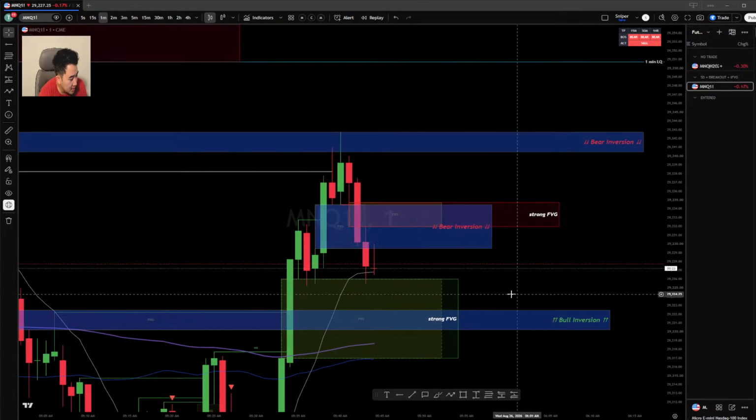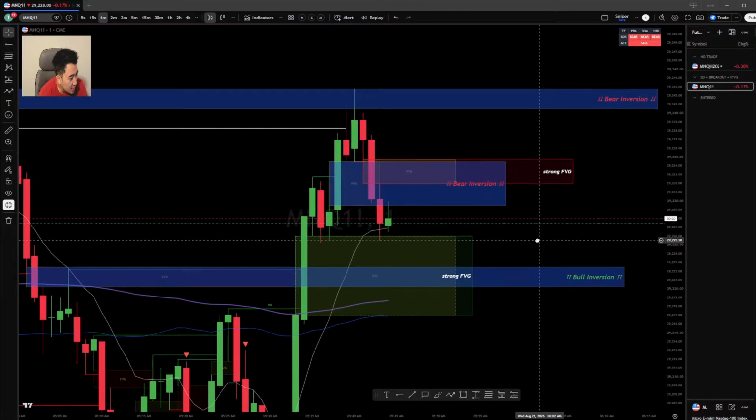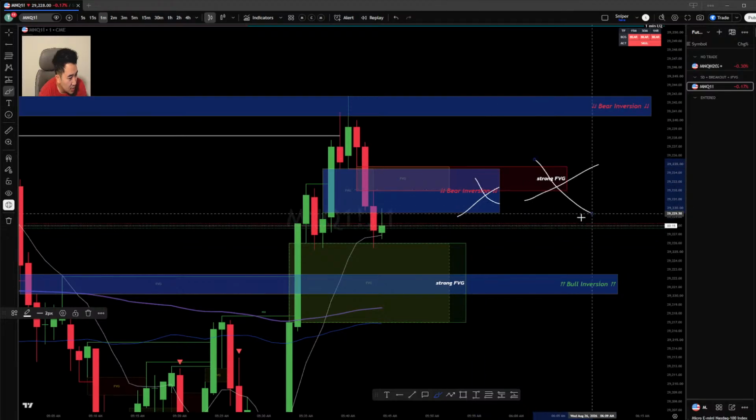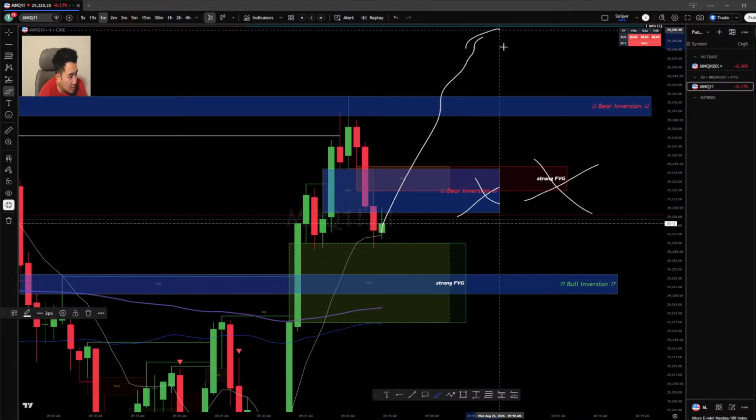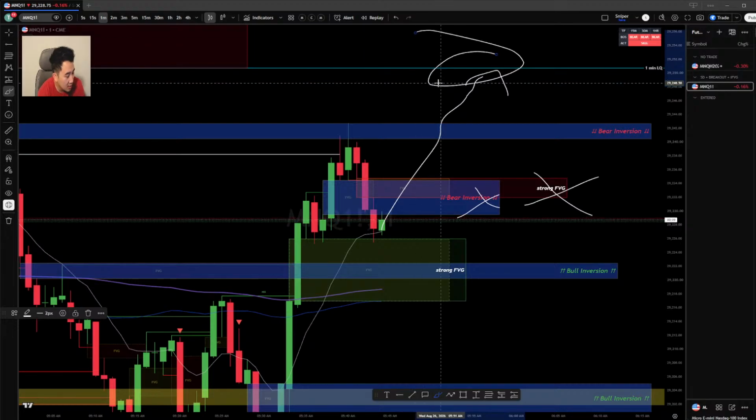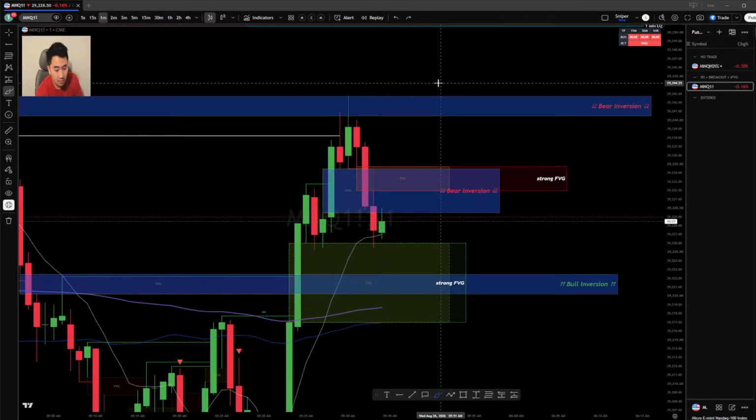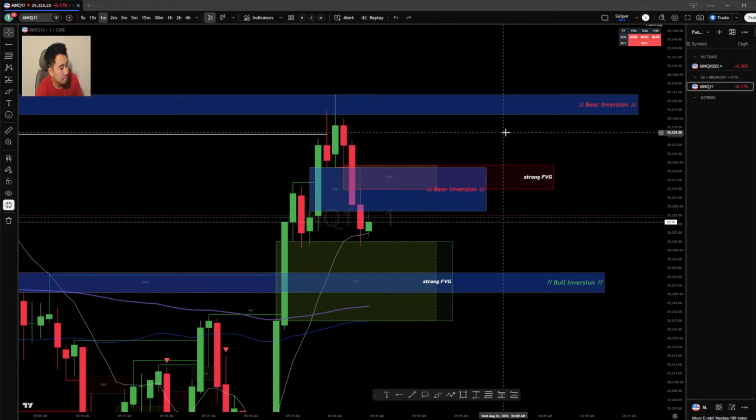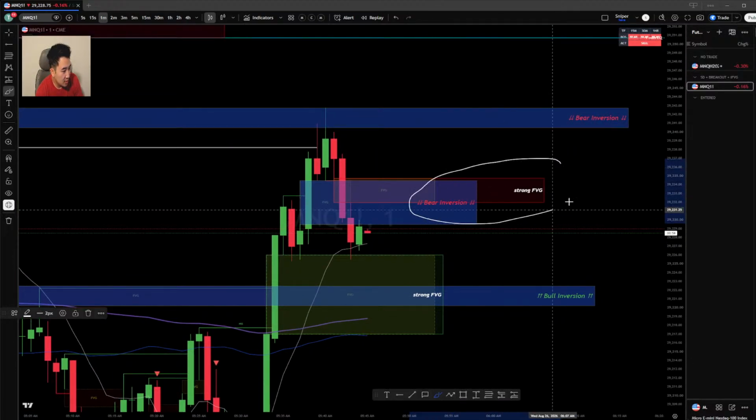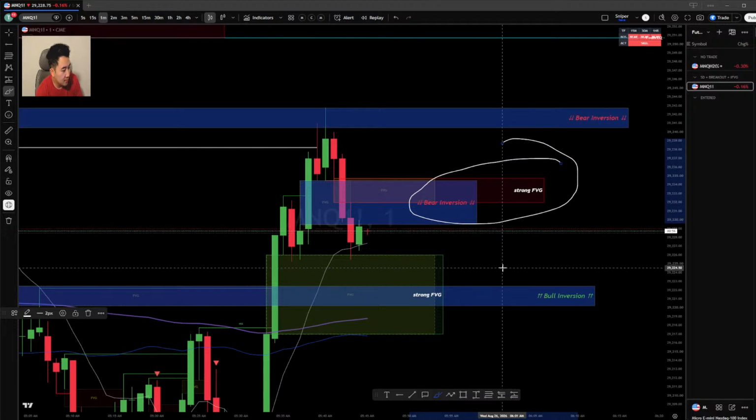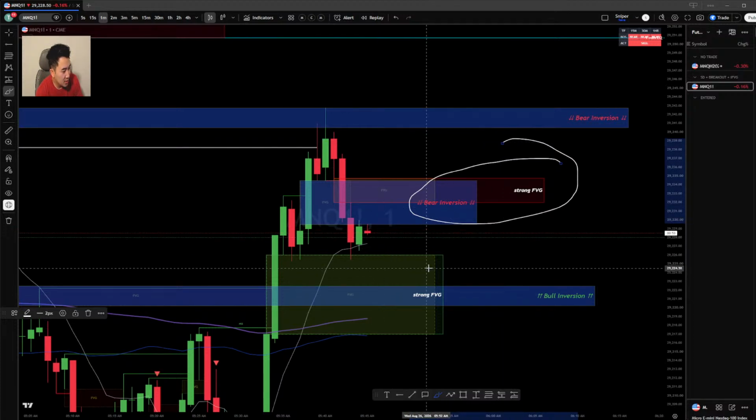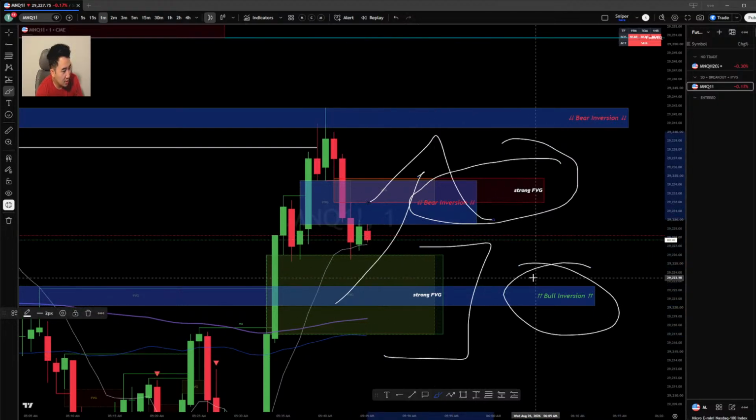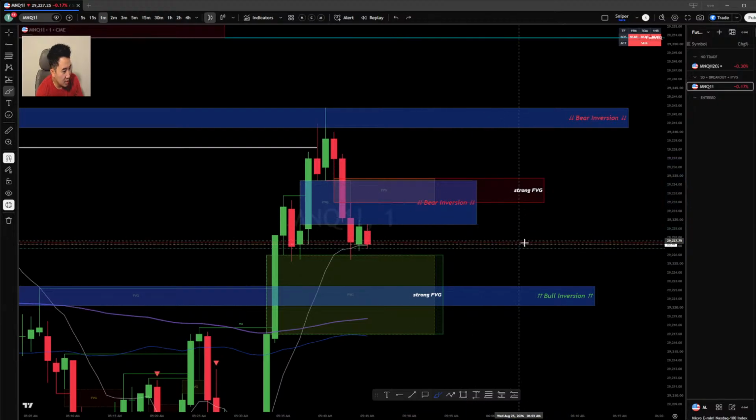So if we get a setup where these zones are broken, then we could look to enter long and target this 1 minute liquidity at the top here. In this area, lots of sell pressure. Some people might take the bullish gap right here, or take this bullish inversion and go long, but you have a lot of sell pressure right here.